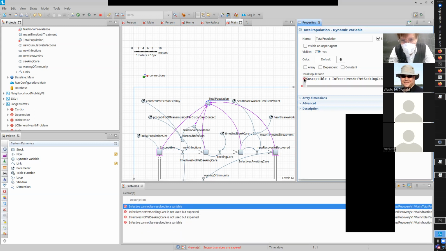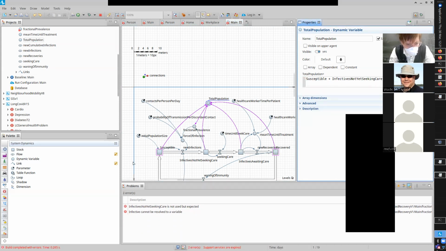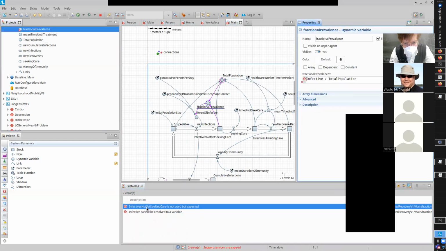It's still complaining. So what is it complaining about? It says is not used, but it's expected. Okay, so why is it an unhappy camper here? Because I misspelled it. That's why. Yeah. Okay. Now, is this a phantom error or is it happy? Yeah. Okay, it's happy. Infectives not yet seeking care is not used but affected. Okay. So what do we have to do here? Anyone?